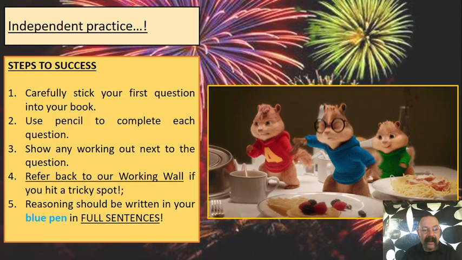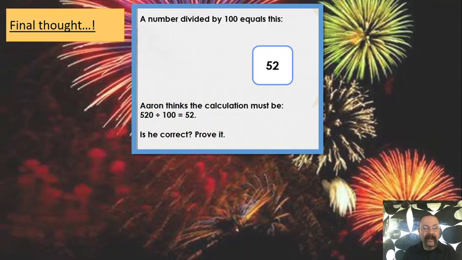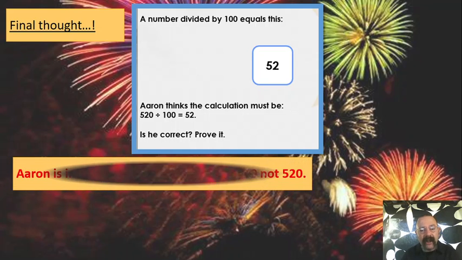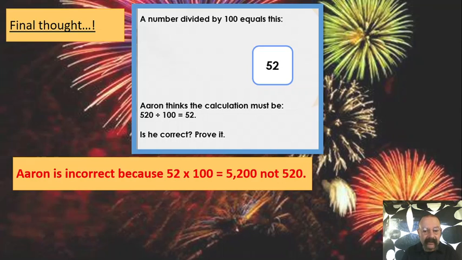And a final thought, this is a problem for the end once you've done all of your challenges. A number divided by 100 equals this. Okay, Aaron thinks the calculation must be 520 divided by 100 equals 52. Is he correct? Prove it. Okay, so this is one of our blue questions, so it's a reasoning question. So can you show a calculation, and your answer?